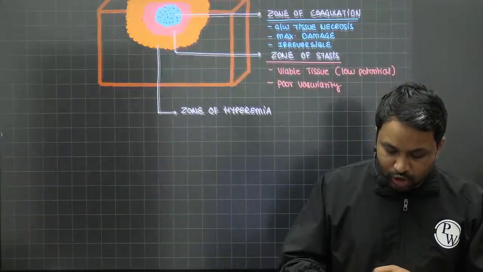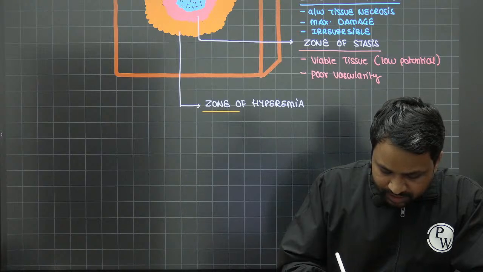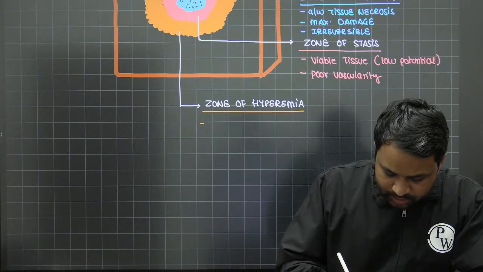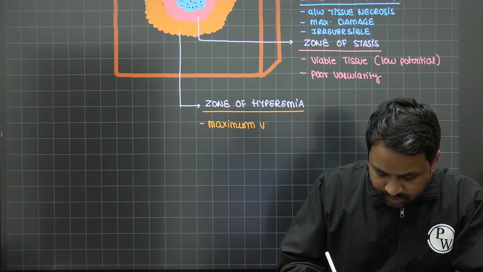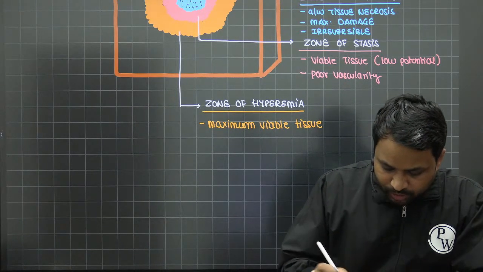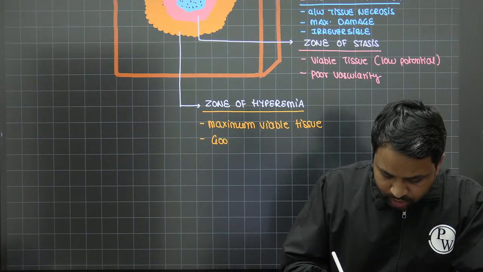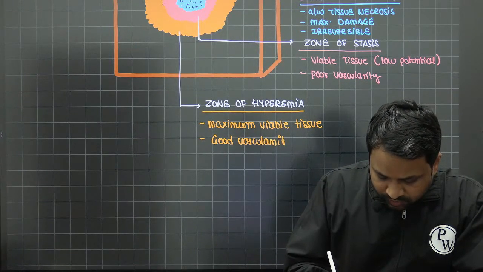Right? Zone of hyperemia, on the other hand, has the maximum viable tissue. So there's a good viability potential. It has got good vascularity.